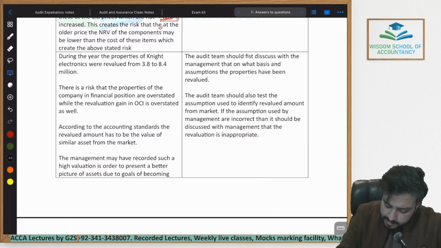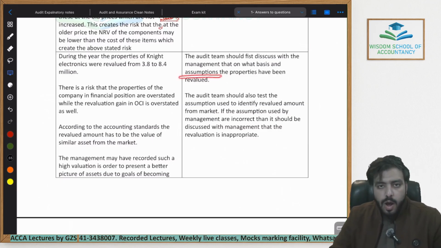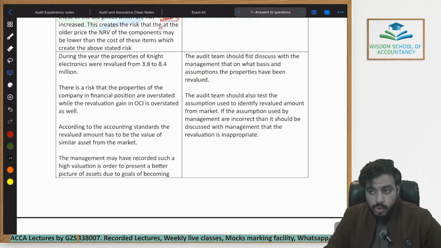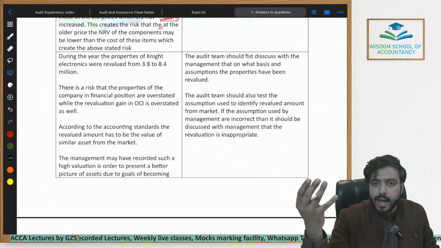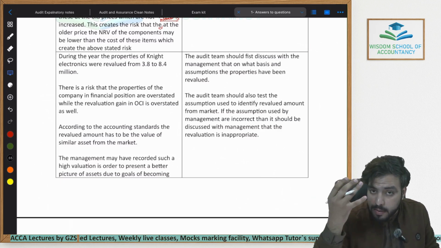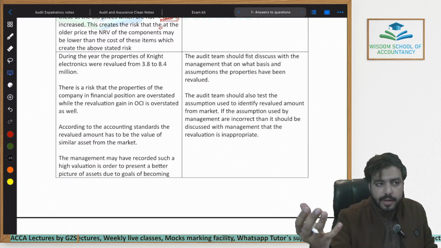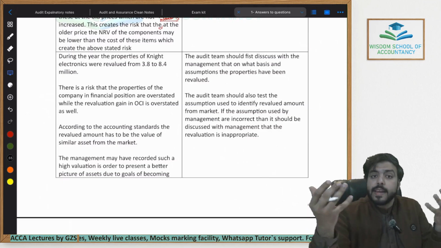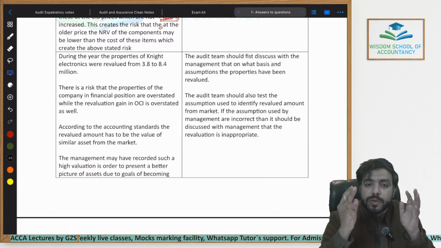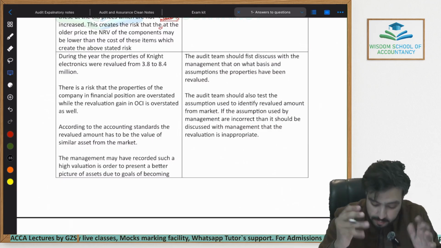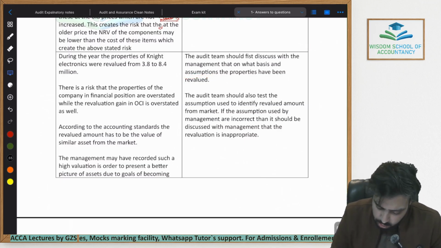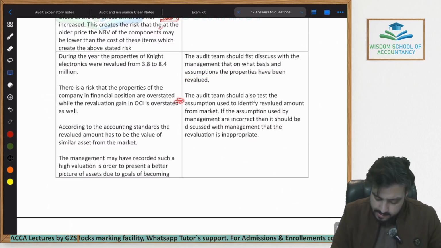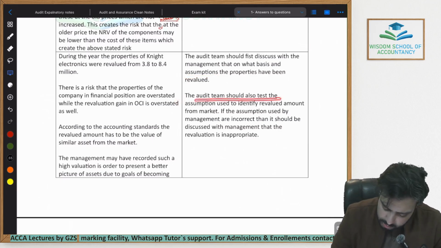The same methods are used whenever you have to find out the value from the market. So assumptions means you assume that the asset that you are choosing for its value is similar to your asset. This is an assumption of the management. Why don't we as an auditor test out these assumptions, whether these assumptions used by the management are even correct or not? So the next procedure or the next test in detail which I have written, the audit team should also test the assumptions used to identify the revalued amount from the market.